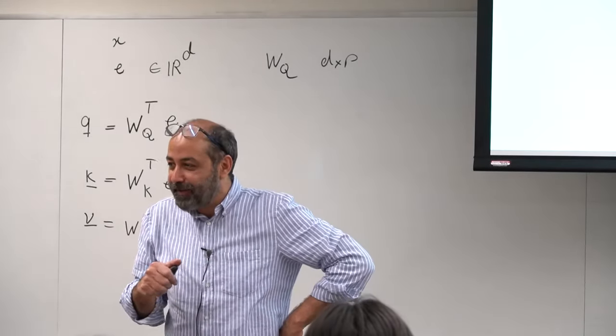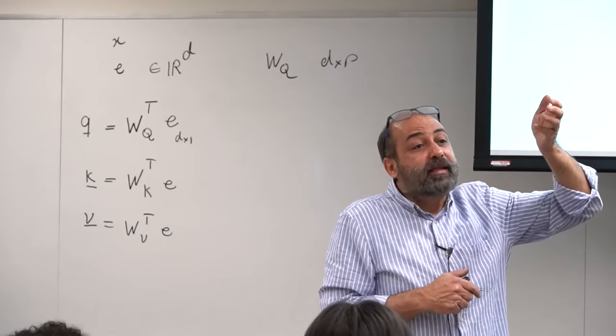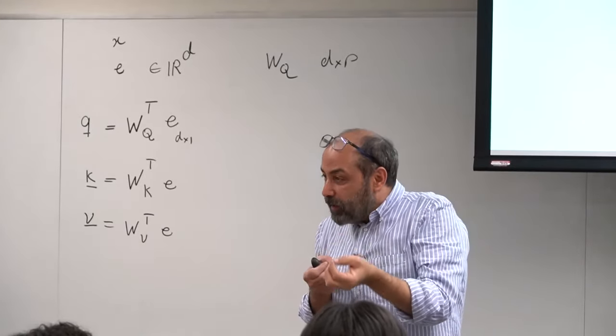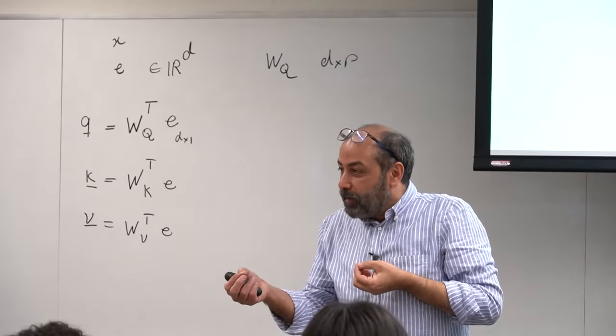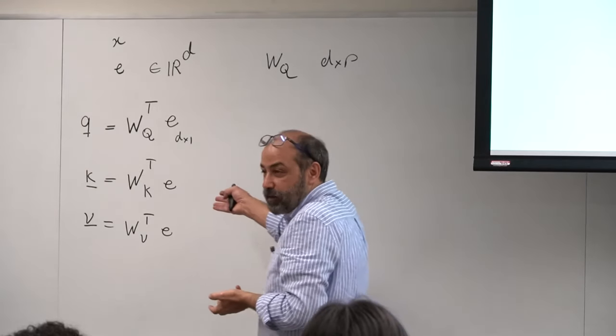Okay? Yes? How do you learn these matrices? Through backpropagation. We'll see that. We don't know these matrices. And this is how eventually we learn that Baird and Airlie have something to do with each other, because we don't know these matrices.